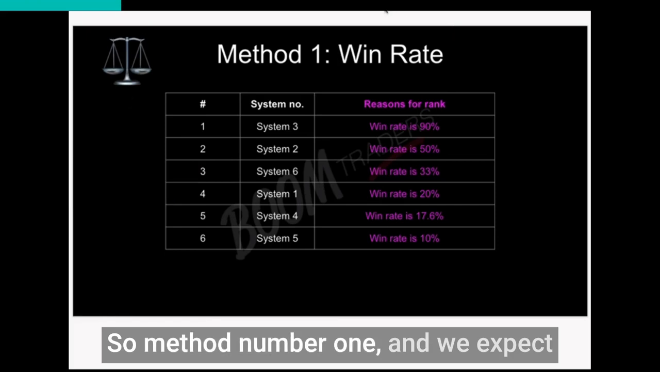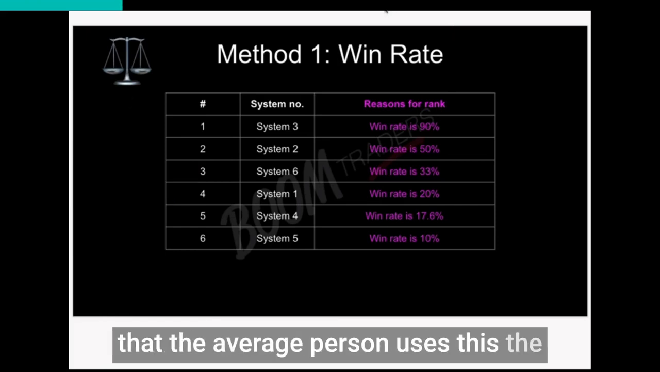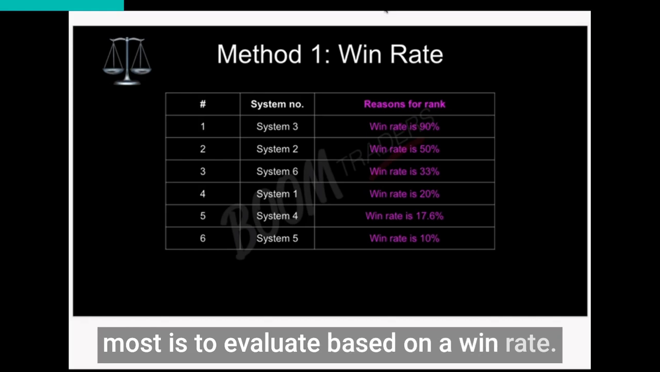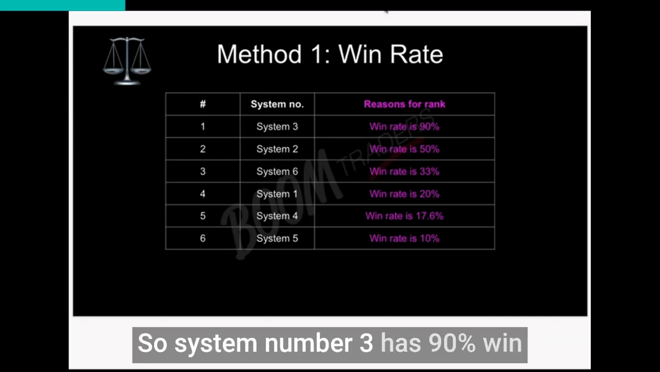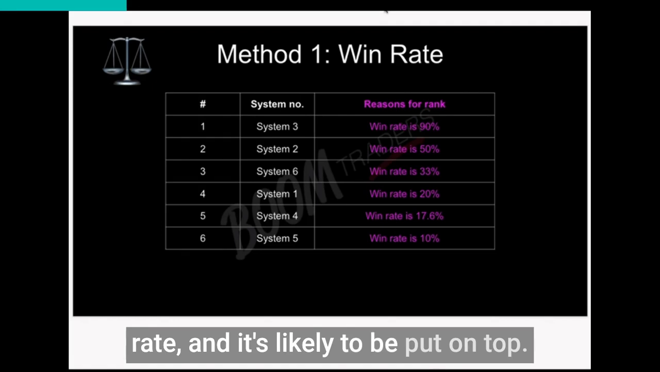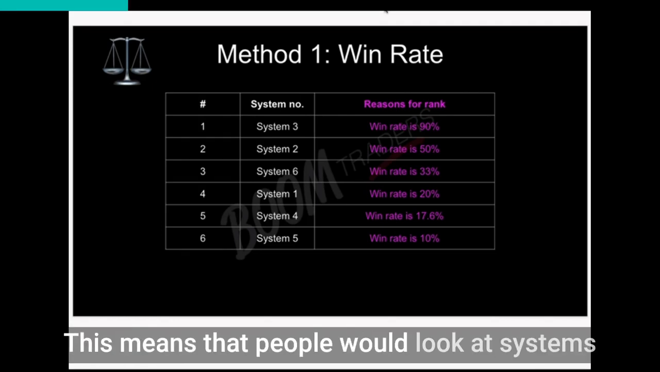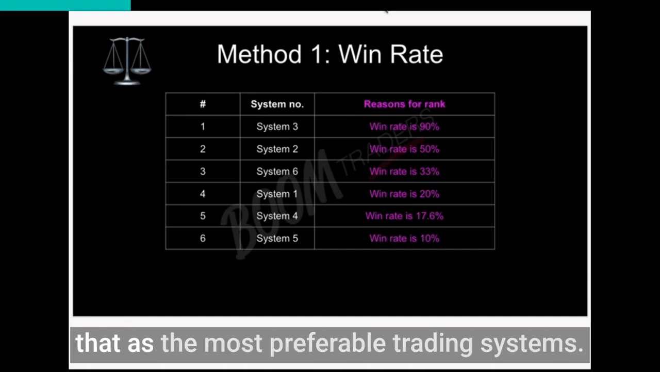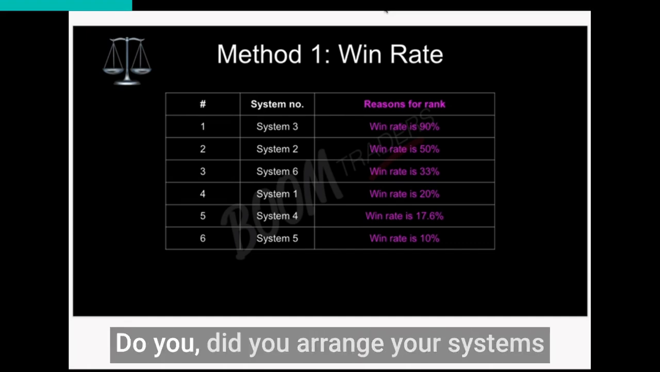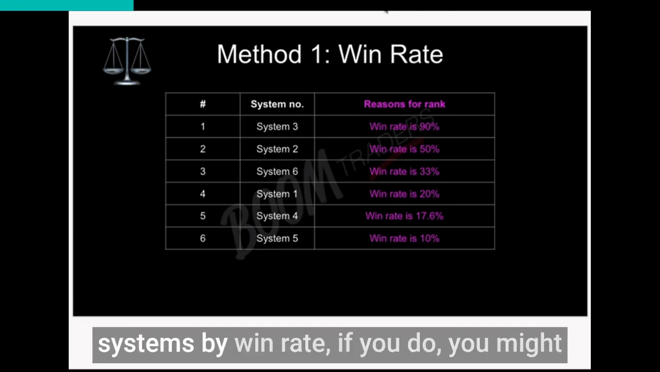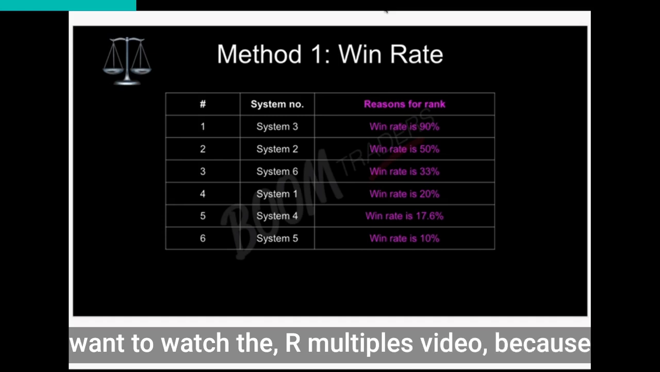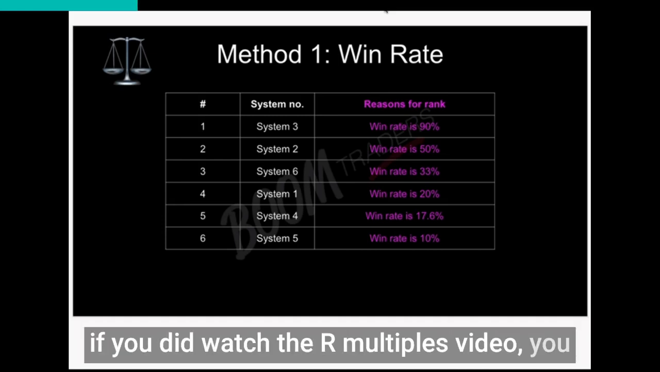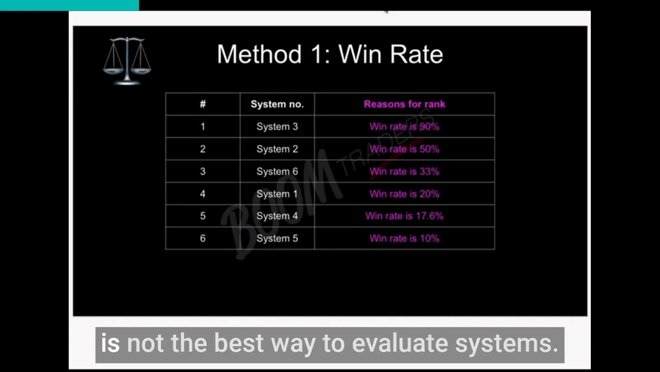So method number 1, and we expect that the average person uses this the most, is to evaluate based on win rate. System number 3 has 90% win rate and it's likely to be put on top. This means that people would look at systems which generate a lot of winners and would put those as the most preferable trading systems. Did you rank your systems by win rate? If you did, you might want to watch the R multiples video, because if you had watched it, you wouldn't have used that, as you would know that this is not the best way to evaluate systems.